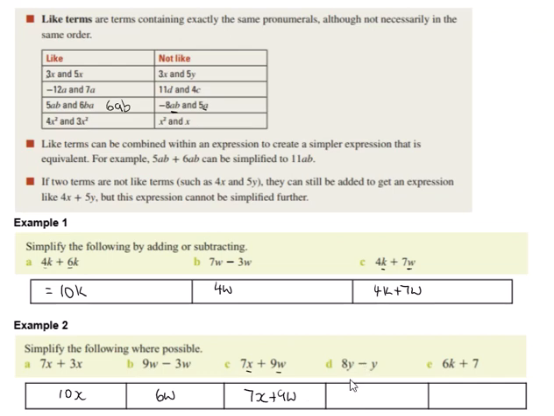Now here's the one that confuses a lot of people. 8y take away y. So if y is by itself, it's a 1. It's 1y. So if I've got 8 and I take away 1, I'm left with 7y. And finally, another one that confuses people, 6k plus 7. Are they the same? 6k and 7, are they the same? Well, no, they're not, because 7 doesn't have a k on it. So they are different. So the answer is 6k plus 7.